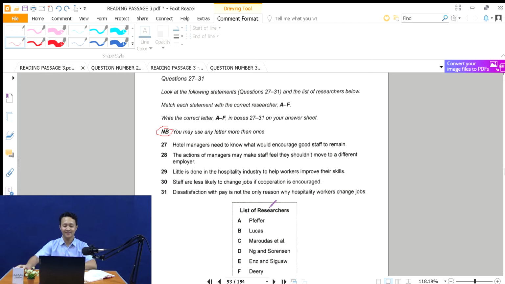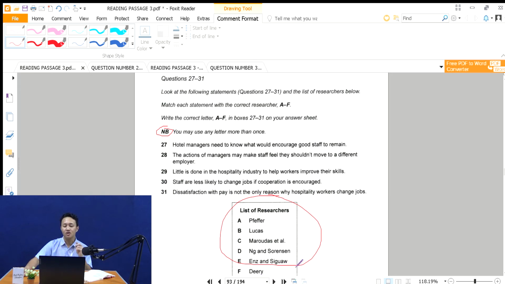Oh wait, the list of the researchers. You have to read them all. So you will see Puffer, Lucas, Marauders et al. Et al means and friends, it's more than one person. And then Sorensen, Ans and Si Guao and Diri.